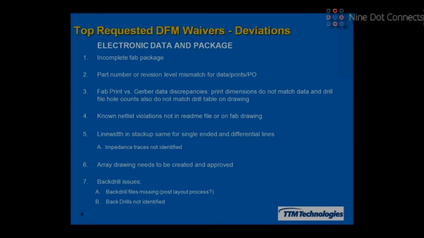So that way we know what depth the back drill is going to go to, and it's going to have a must cut or a must not cut layer specified. And then also what is, for example, the via stub length. These are things that we have to ask for. So on that back drill, that's the amount of via that's left remaining past the must not cut layer.